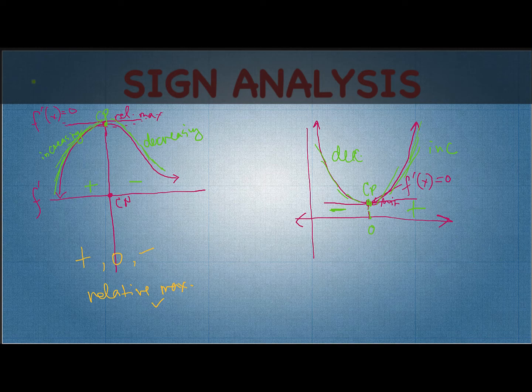So our sign analysis, if we have this situation, it would be negative, then 0, then positive. So it means whenever you encounter the sign of the first derivative as negative, 0, positive, it means that we will produce a relative minimum. Okay, that is our sign analysis.